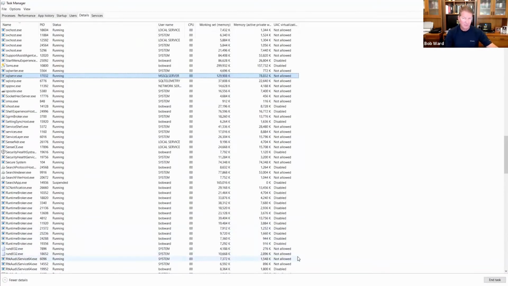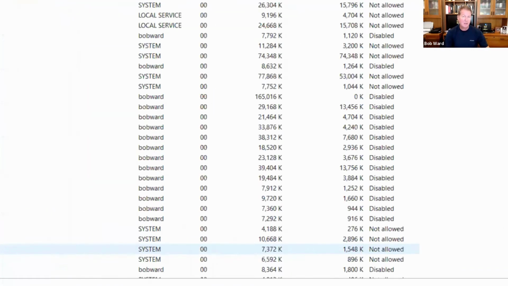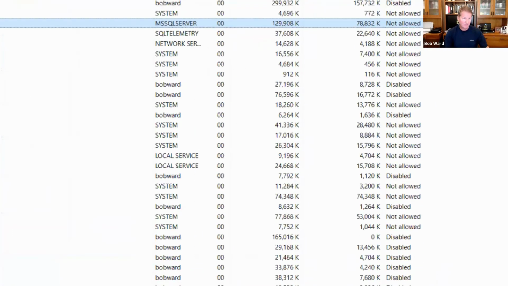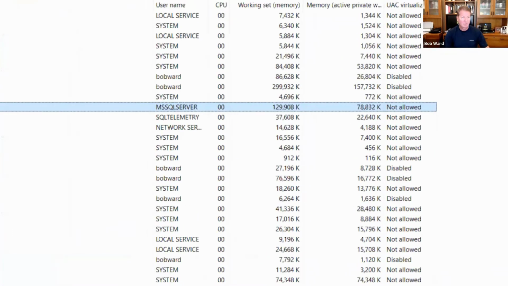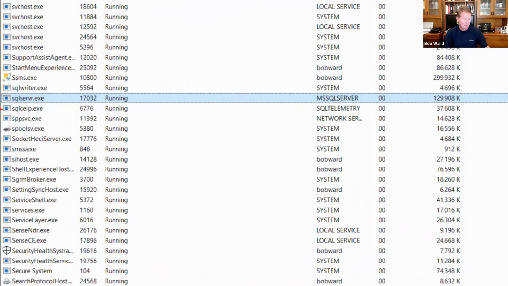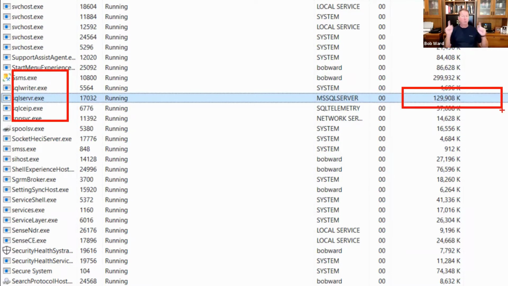So here's Task Manager. Now I said it was like 800 meg for SQL Server. Notice here that for the SQL process, it's only about 130 meg as opposed to 800 meg. Why? We're using the locked model. In this particular case, we're using the locked model.